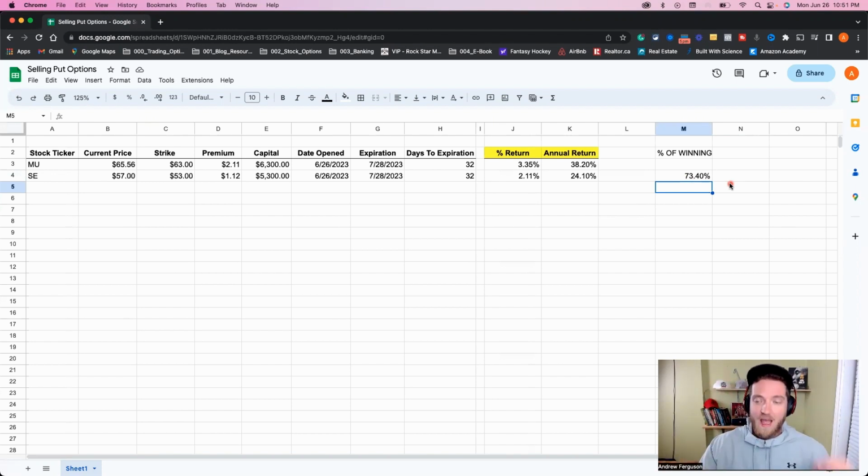And winning means not having to buy any shares of stock, keeping that premium and using it to offset future purchases if I want to, going ahead and repeating that trade over and over and over again. If I can do it almost 12 times in the year, I hit my 24% return on this trade.